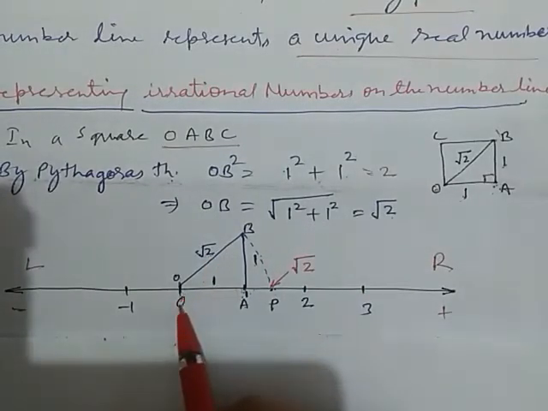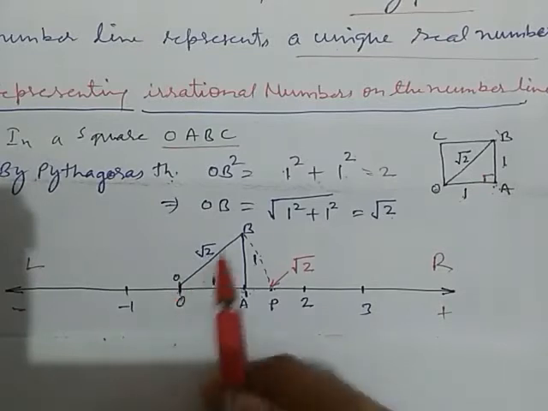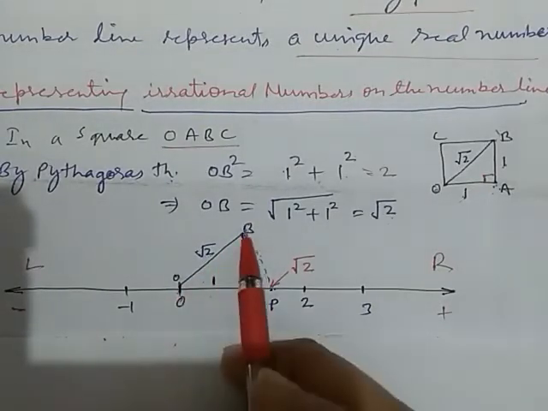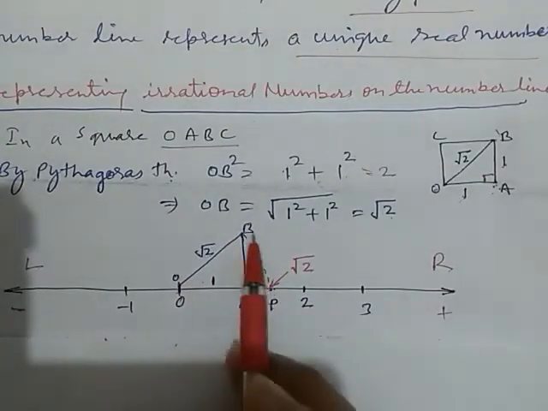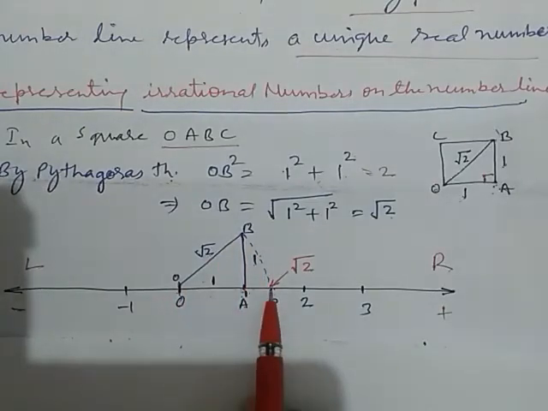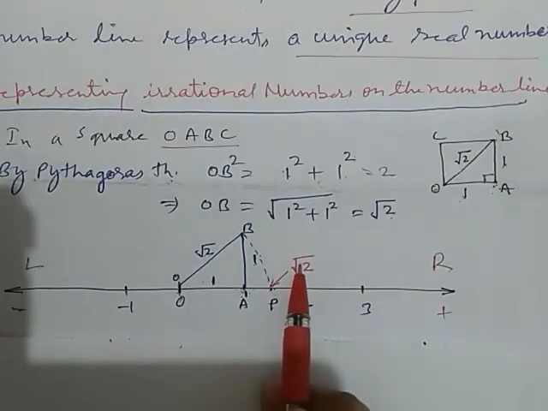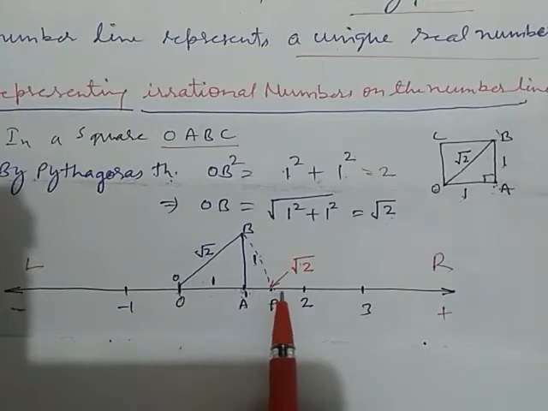Now we take this O, that is 0 of the number line, as center, take OB as radius and draw an arc. So this arc meets the number line here. This is our root 2, and root 2 is irrational. So this way we can represent an irrational number on the number line.